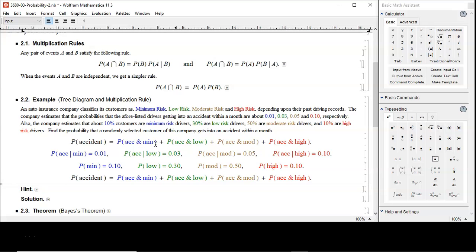Well, here we go. This one is obtained by multiplying these two. Look at this multiplication rule. So A and B, this is event A and event B put together. So conditional probability times the conditional probability. So this one here is 0.01 and 0.10, 0.01, like this.